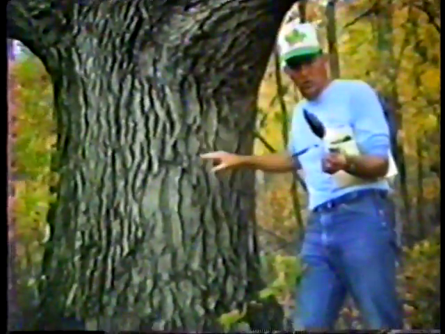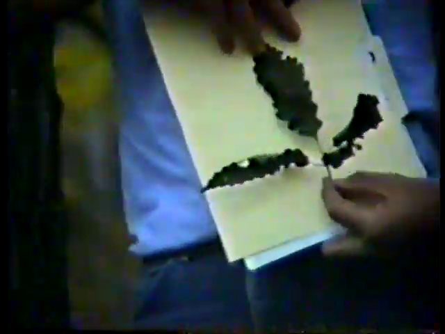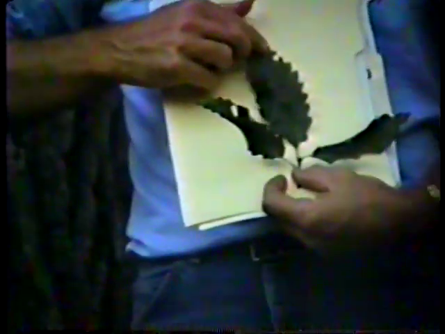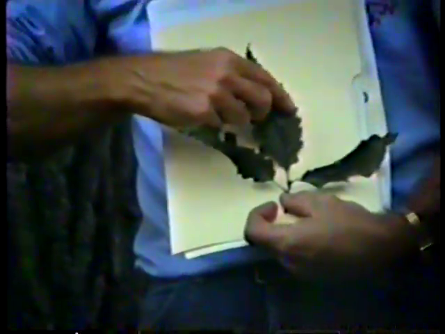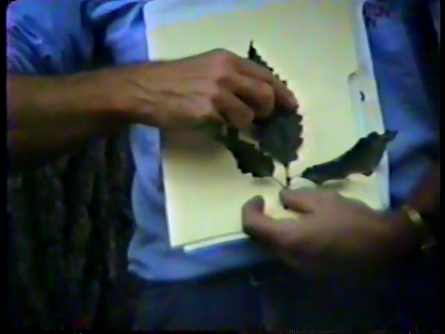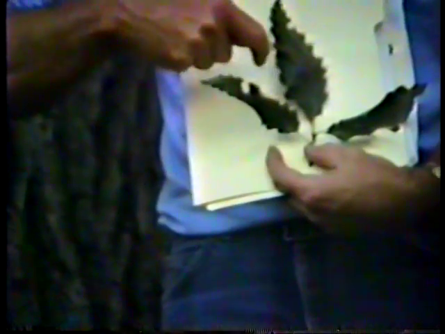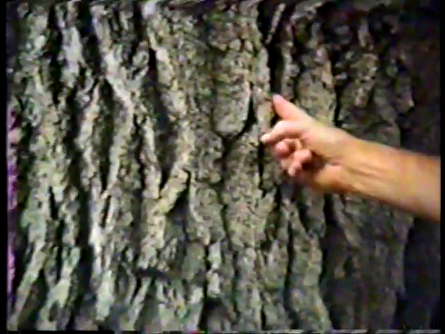Now let's take a closer look at the leaf on this particular tree. The leaflets will be as long as 7 to 9 inches. However, the lobes tend to be slightly rounded and not coming out to a point, as we'll find on red oak, and not deeply indented with lobes as we'll find on a white oak. The bark on the tree has very deep indentations with ridges all the way up and down the tree.